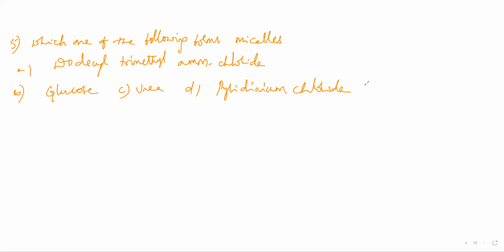Sir, I think... anyone? What do you think? Sir, I think A. Why? Sir, because dodecyl trimethyl ammonium chloride is a cationic detergent. Cationic detergent, yes. So soap molecules will form micelles, isn't it? This is the only soap molecule there, right? So it will form micelles. Answer. The next question.